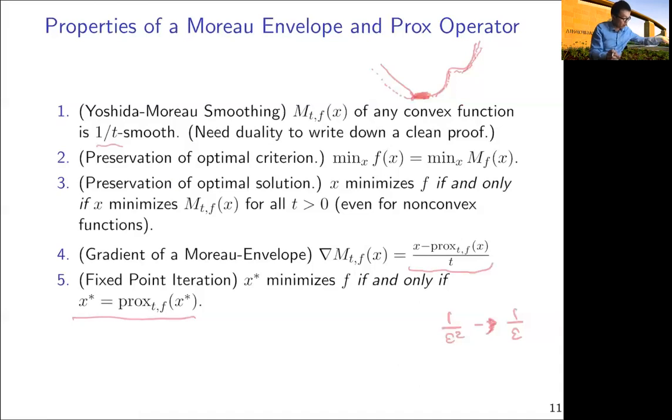I guess there's one point that I'd like to make about this gradient thing. Okay, so think about this alternative writing of this Moreau envelope. So M of t f at x is equal to 1 over 2t x minus prox t of f, by simply substituting its optimal solution into it.